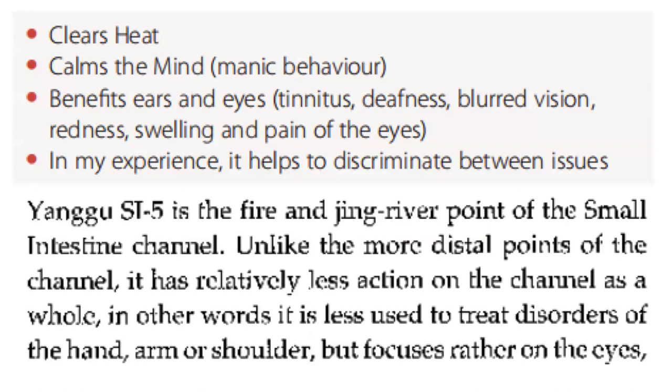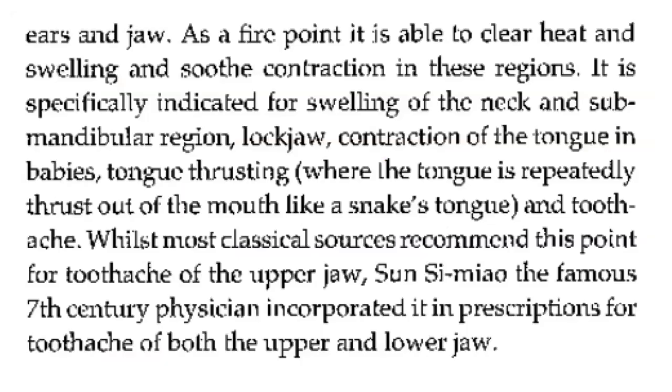SI5 is the Fire and Jing-River point of the small intestine channel. Unlike the more distal points of the channel, it has relatively less action on the channel as a whole. In other words, it is less used to treat disorders of the hand, arm, or shoulder, but focuses rather on the eyes, ears, and jaw. As a Fire point, it is able to clear heat and swelling and soothe contraction in these regions.